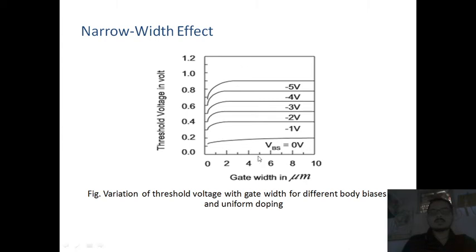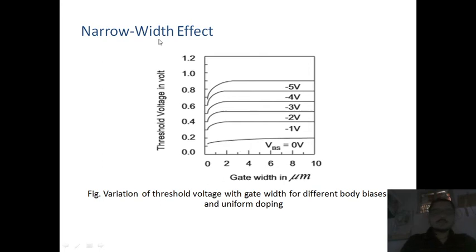See here according to this graph, from 10 to 2 micrometer range it is similar, meaning the threshold voltage is constant. When you decrease the gate width from 2 to 0, the curve decreases, meaning the threshold voltage decreases here, and here also. That means when you decrease the gate width, the threshold voltage also decreases according to this.